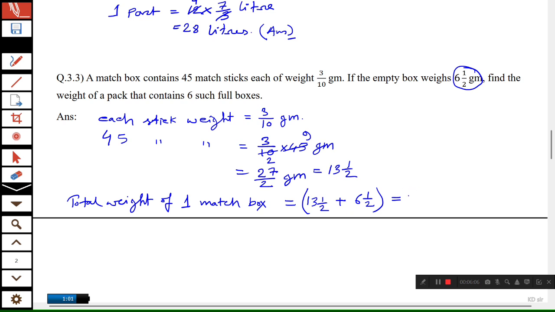So 13 plus 6, 19 plus half of 1, so 20 gram. So this is the weight of each complete matchbox, 20 gram.